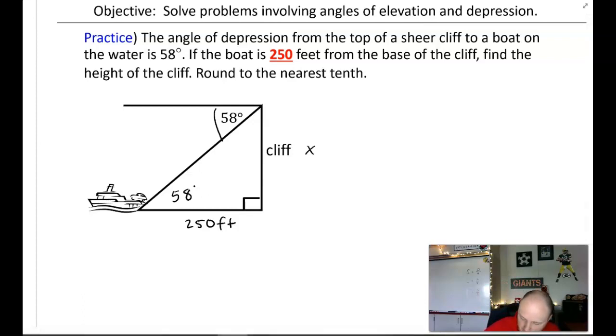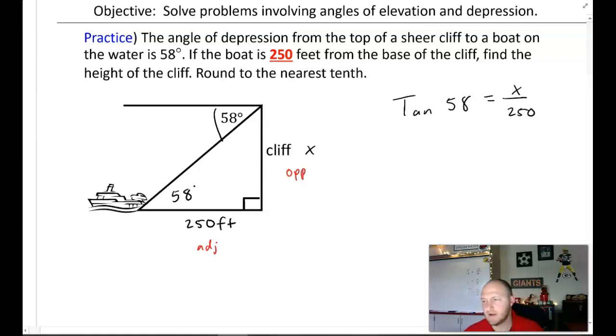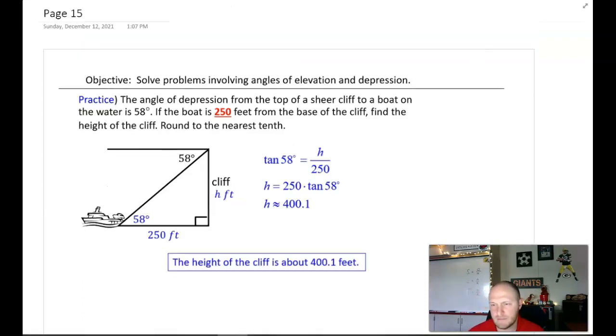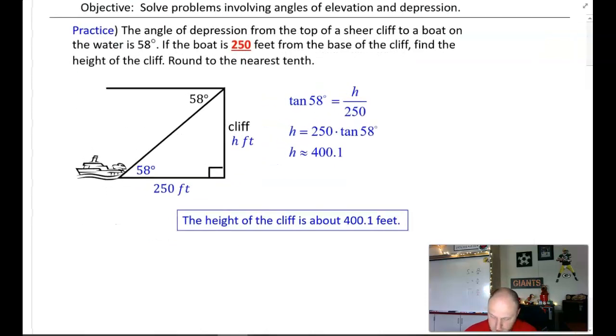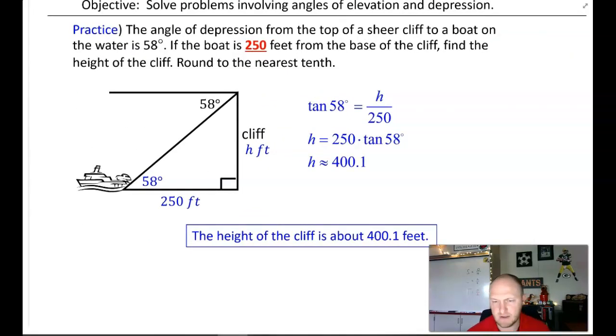Well, I want to find opposite, and I'm given adjacent, so that's tangent. So tan of 58 is x over 250. You just have to solve that, which gives you about 400.1 feet.